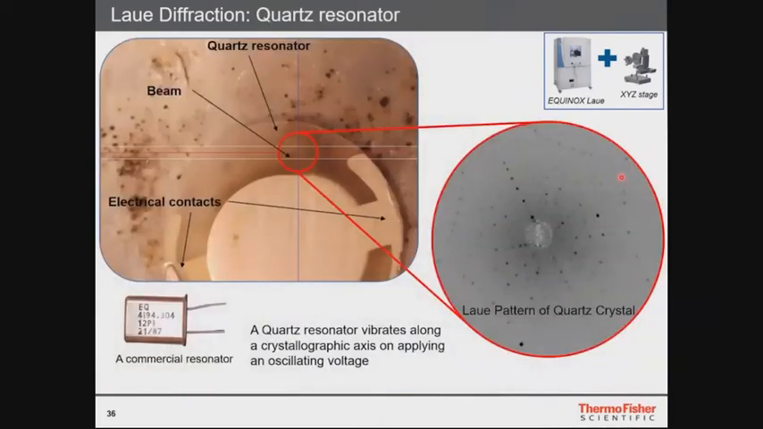Another example I want to show is a quartz resonator. This is a very commonly used electronic part like this. If you open this, you will find something like this. The quartz resonator vibrates along a crystallographic axis if you apply an oscillating voltage. So you can use it, for example, in watches or several other applications. This is an actual picture from our video microscope. You can see we can do some spot mapping. And after exposure, you get your Laue diffraction pattern of this small spot here. So you can really also scan a crystal.